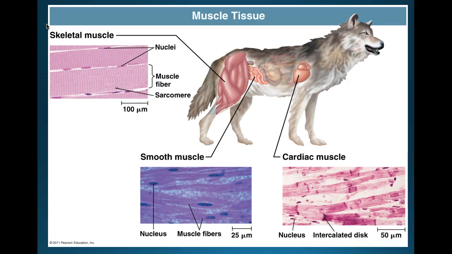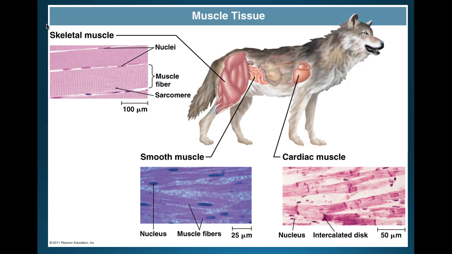The other two types of muscle tissue: smooth muscle is responsible for involuntary movement. So things like your intestines and stomach contracting to move food throughout it, and so that way you can eventually go to the bathroom. That's involuntary movement. It just occurs.